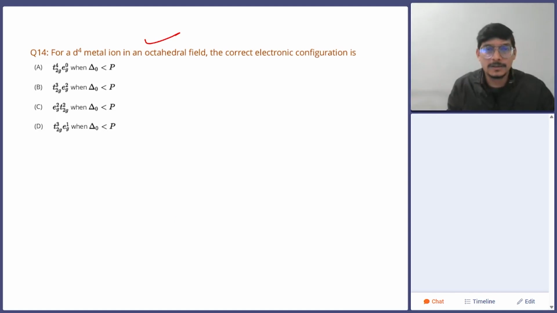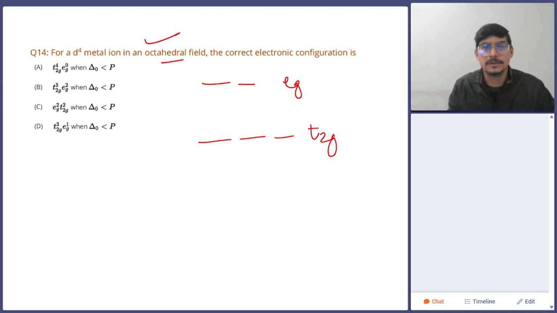For a d4 metal in an octahedral field, this is the case where the difference between the strong field ligand and weak field ligand starts. So this is the t2g and this is eg for an octahedral field. You put 3 electrons in the t2g set as per Hund's rule. Now for the 4th electron, there is a dilemma.